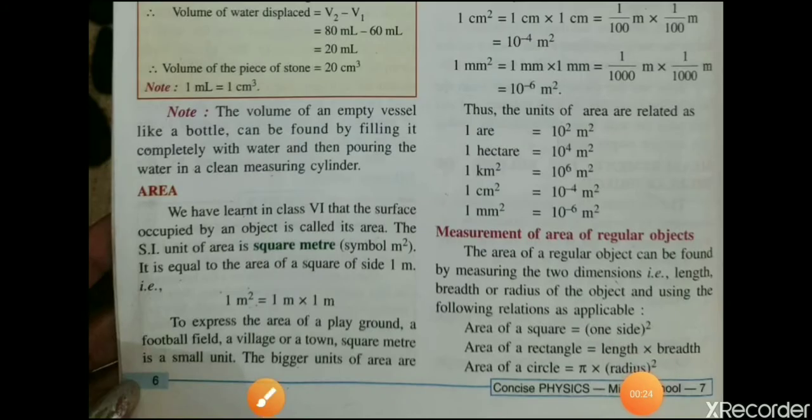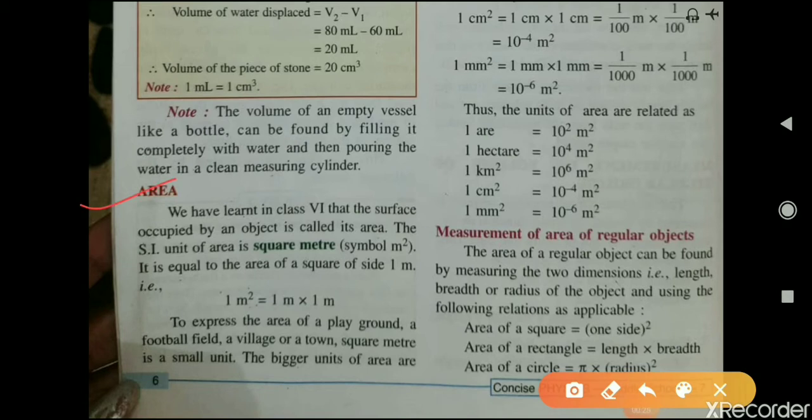Area. What is area? As we all know, area is the surface occupied by an object. The surface occupied by an object is known as its area. The SI unit of area is meter square, written as m². So this is the SI unit of area.